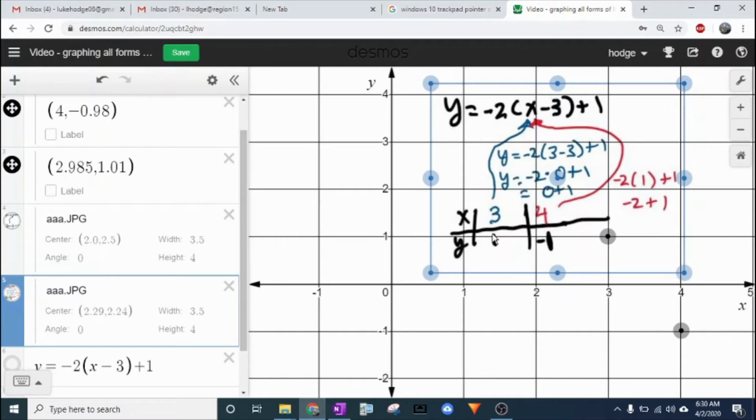Notice that when x is 3, y is 1. We plotted that point already. When x is 4, y is -1. We had that point plotted as well.